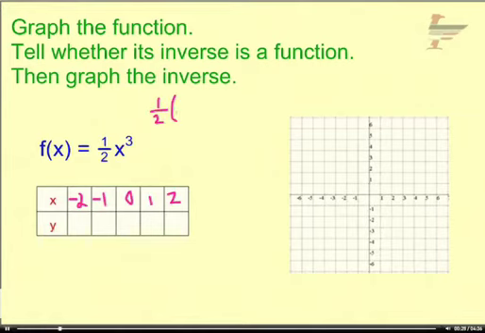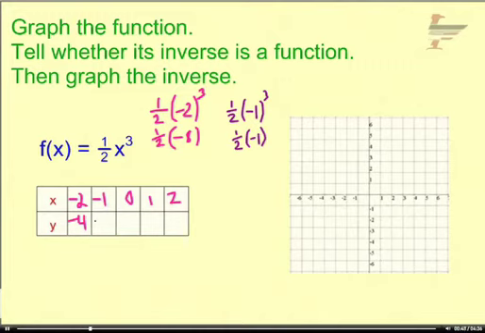If we have a -2, -2 cubed is -8 times 1/2 is -4 for our first point. Our next point, if we plug in a -1, is 1/2 times -1 cubed. -1 cubed is -1 times 1/2 is -1/2. You plug in 0, we're going to get back a 0. The next one, we plug in a 1 for x and cube it. Well, 1 cubed is 1 times 1/2 is just 1/2.